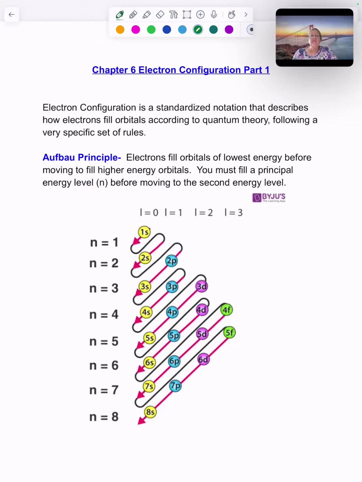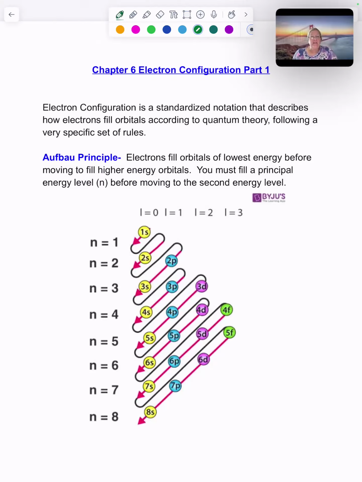The first rule is the Aufbau principle. Electrons fill orbitals of lowest energy before moving to fill the higher energy orbitals. It's like students filling up the stands at a game. They're going to fill the lower seats before they start filling up the upper seats. So you've got to fill the first principal energy level first.